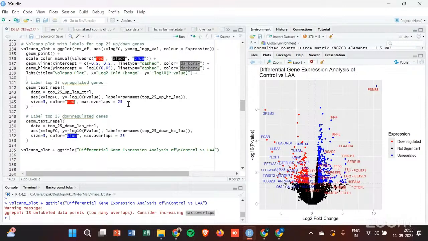Yeah, but still, if R feels there will be overlap based on its graphics device, it will tell you that there will be overlap, so I won't label these 13. It will simply tell you. If you want to bypass it, you have to increase that value.